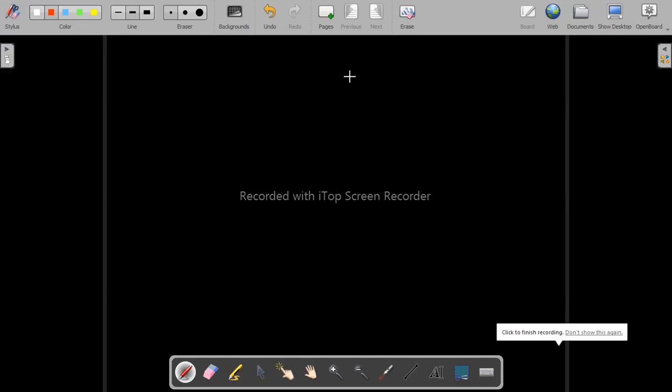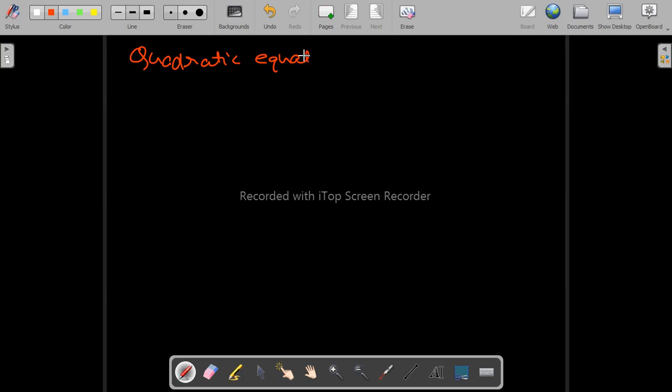Okay, today we are going to have a brief introduction on one of the topics called the quadratic equation. I have taken this topic from the 10th standard maths. We will discuss what the quadratic equation is and how to find the solution.